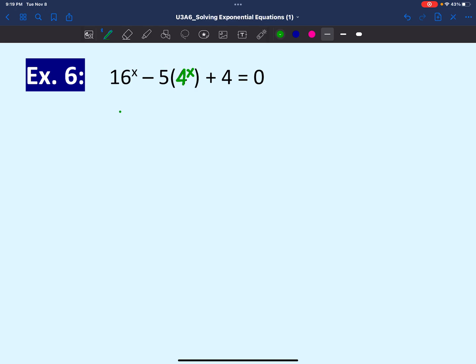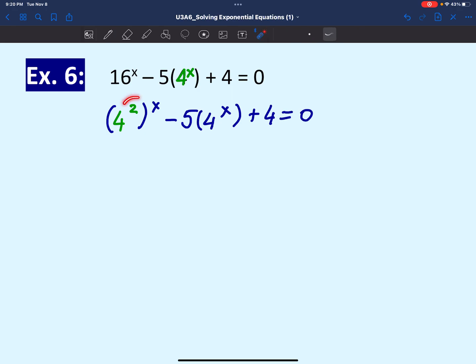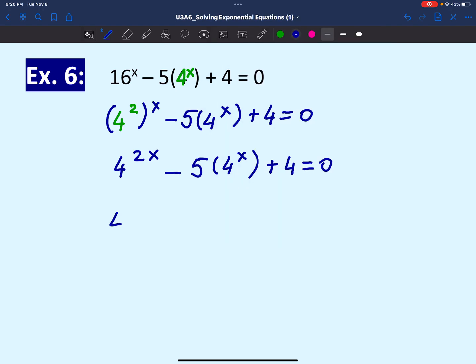So number 16 can be written as 4 squared and then to the power of x, and then minus 5 times 4 to the power of x, and then plus 4 equals 0. And we're going to write 4 squared to the power of x. Remember that these two powers will multiply. I am showing all the steps, but if you already see the solution in here, obviously it's a step that you can skip. So you can write the next step as 4 to the power of x squared. You can kind of swap these two, right? And minus 5 times 4 to the power of x plus 4 equals 0.